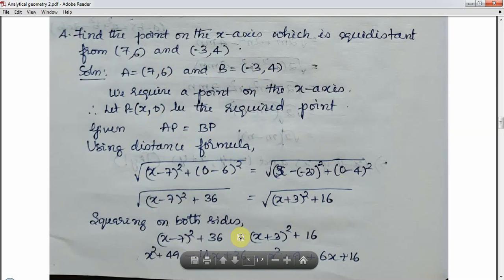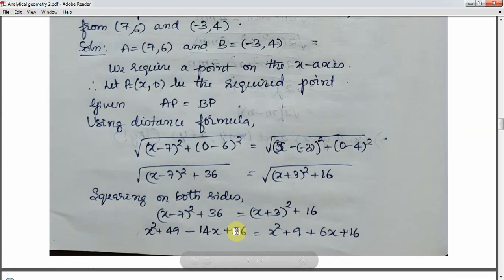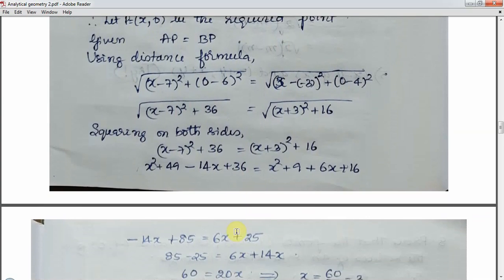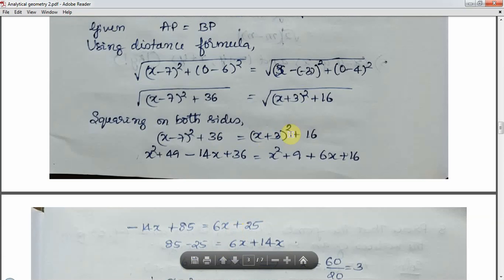Simplify, squaring on both sides. I have this square root there, therefore I have to get rid of that square root. I will square on both sides, which will give me x minus 7 whole square plus 36 is equal to x plus 3 whole square plus 16.